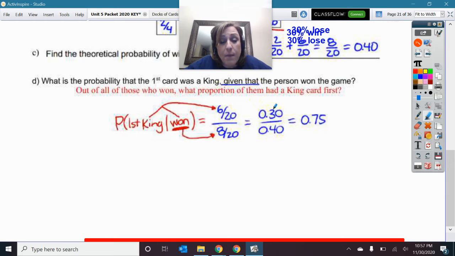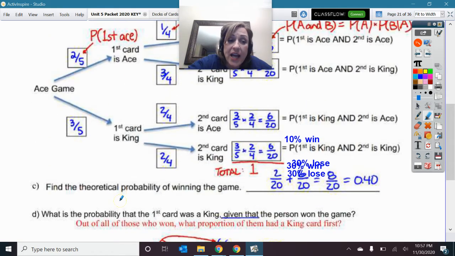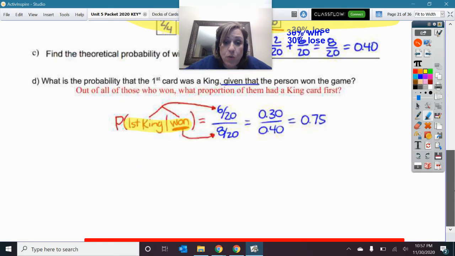What goes on top of the fraction is the intersection, the first king and the winning. The first king and the winning. That is not 60% of the time. That is first king and winning, and that was 30% of the time. So that is why 30% is on top.